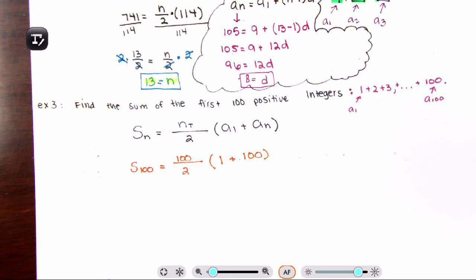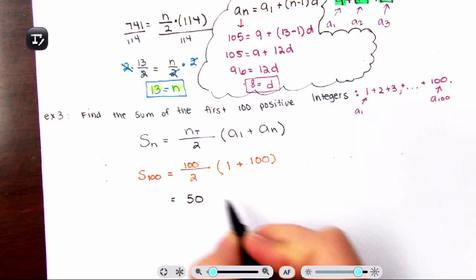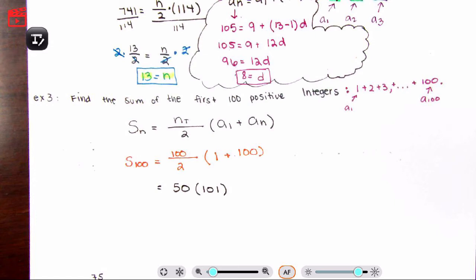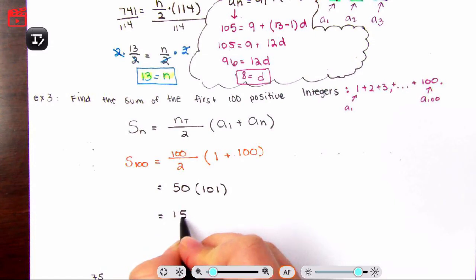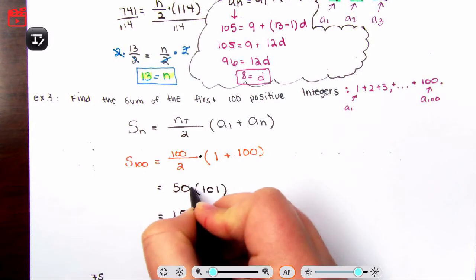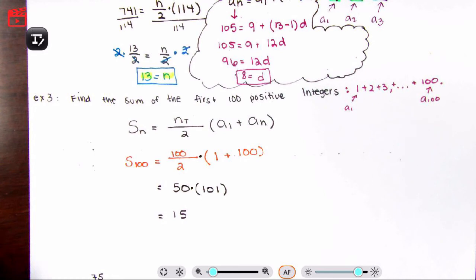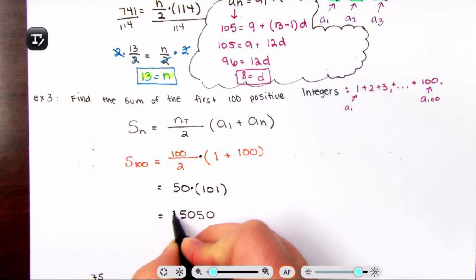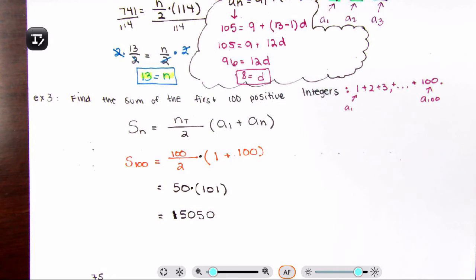And again, doing happy dance because this is pretty much done. 100 divided by 2 is 50. This is 101. 101 plus 50, that is 151. Oh, I added. You guys need to start yelling at me in the screen. That should be multiplication. This is 50 times 101. I thought it was a small number. This is 5,050. 5,050 is the summation of the first 100 positive integers.